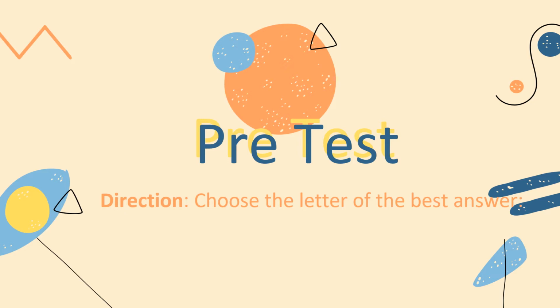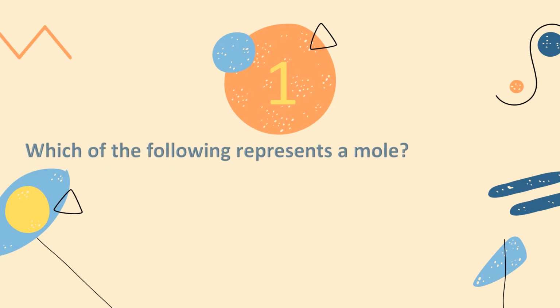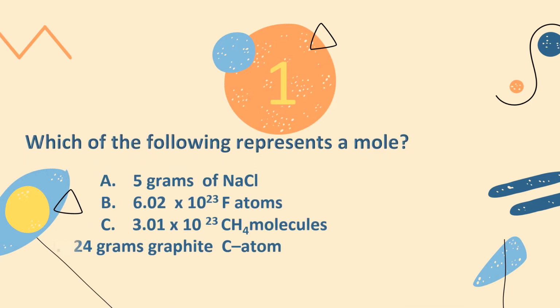So we begin now with the pretest. Be ready with your ballpen and your paper to write your answers. You also need your periodic table and calculator for computations. Choose the letter of the best answer. Number 1. Which of the following represent a mole?